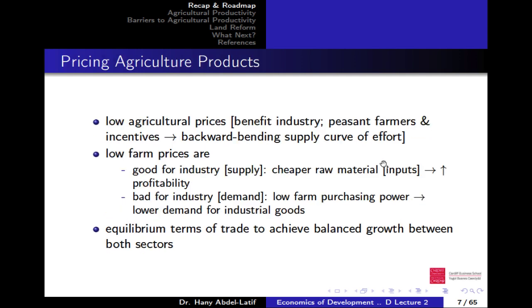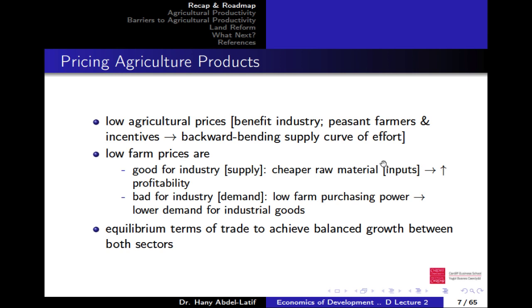The last point I want to refer to, which we covered last lecture, is the pricing of agricultural products. We explained that low agricultural prices may benefit industry, and there is an argument that peasant farmers look for a fixed income, and if you increase the prices, they will drop the number of hours they work, because they have a backward bending supply curve of effort. We showed that this is not right, because farmers do respond to price incentives.